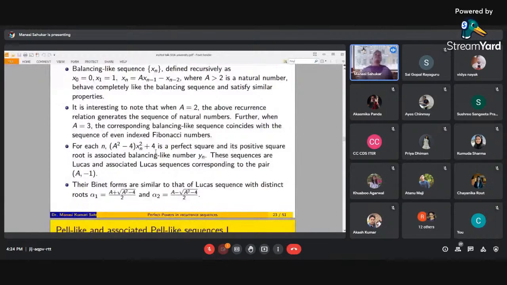Why am I talking about perfect squares in a recurrence sequence? Because if you add something or delete something, we get a perfect square. The square root of that number is the associated balancing-like number, which also satisfies the same binary recurrence sequence, but with different initials, 2 and A. It also has a binary form, with alpha 1 as A plus the square root of A square minus 4, divided by 2, and alpha 2 as A minus the square root of A square minus 4.